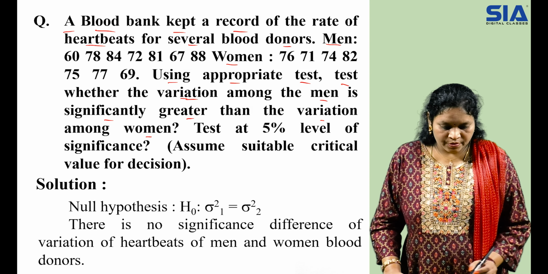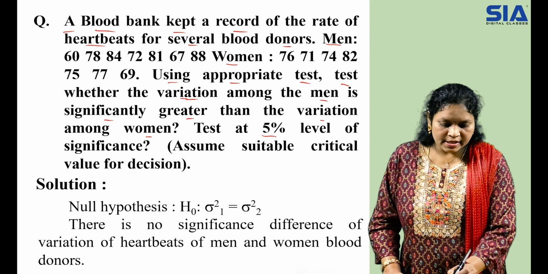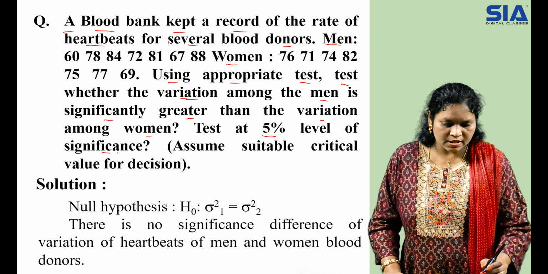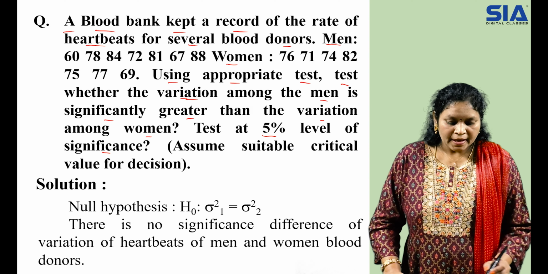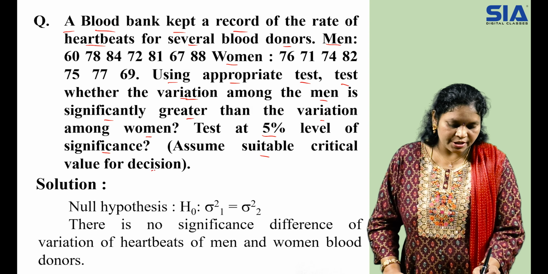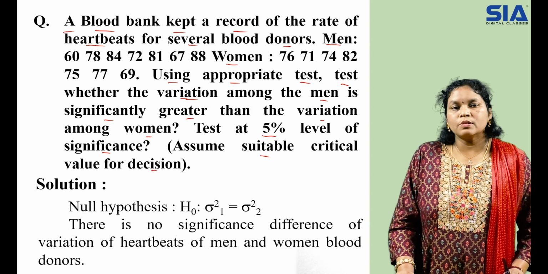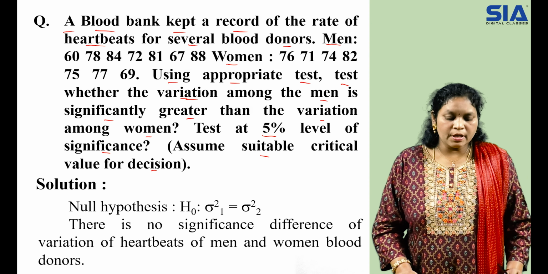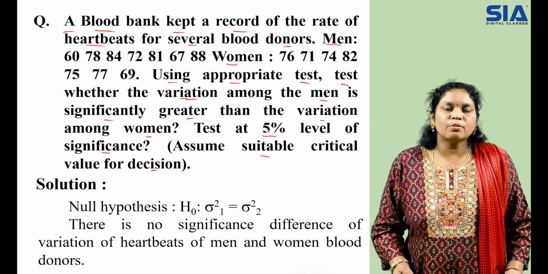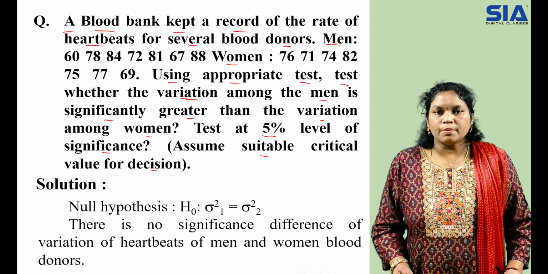Now extra information they have given here is tested at 5% level of significance. Yes, LOS they also mentioned here. Assume suitable critical value for decision. Here it's a small sample test, they have to give the critical value also. They said to assume on our own, and let us check how everything goes on through the problem now.